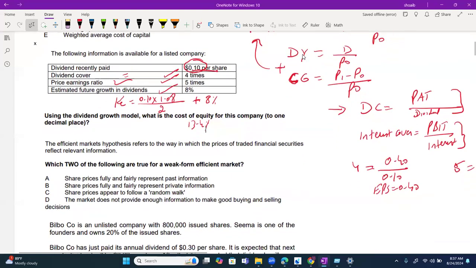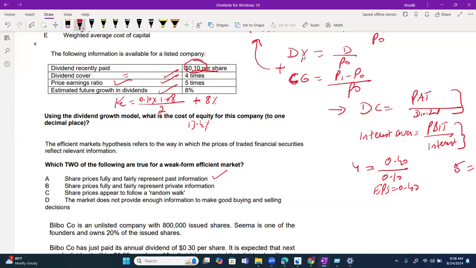Which two of the following, the efficient market hypothesis refer to the way in which the prices of traded financial securities reflect relevant information? Which two of the following are true for a weak form efficient market? Share prices fully and fairly represent past information. We know that in weak efficient market, past information will be reflected. So A is the perfect answer. Share prices fully and fairly represent private information. No, market will not reflect the private information. Share prices follow a random walk. Yes. C is also correct.